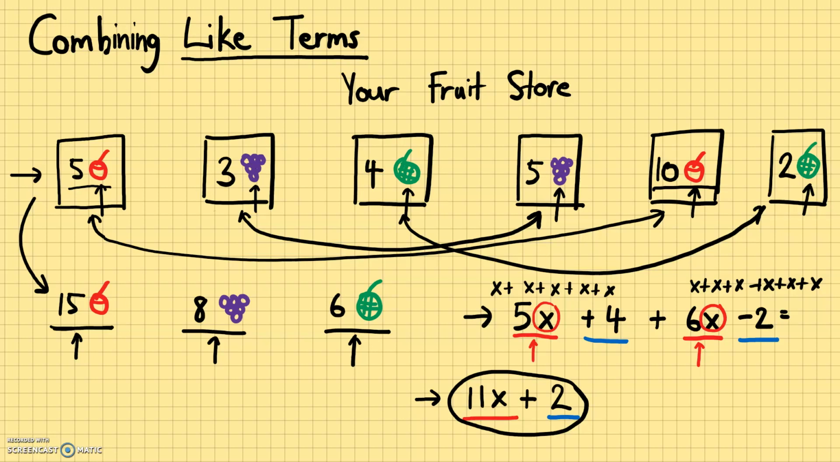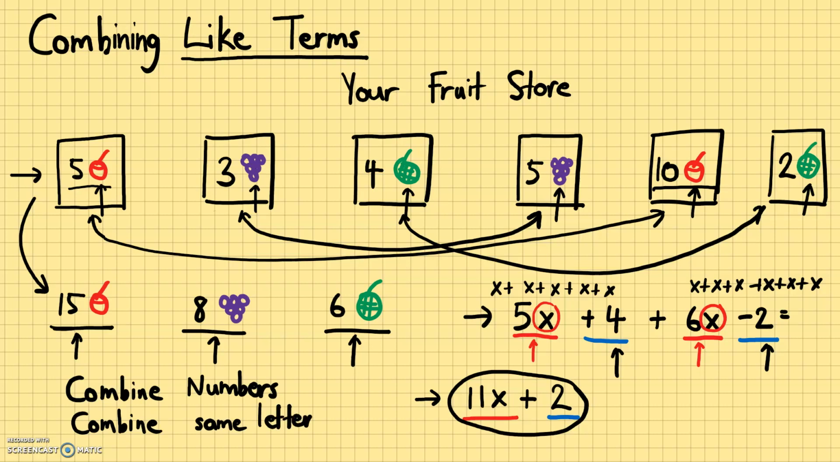You can combine numbers together. By numbers, I mean numbers that have no letters, like 4 and minus 2 we had here. Or you can combine like terms, which means they have the same letters. You can think of having the same letters as equivalent to being the same kind of fruit. Right? So we can add apples with apples, we can add grapes with grapes, we can add melons with melons.